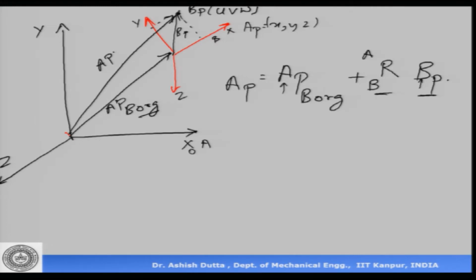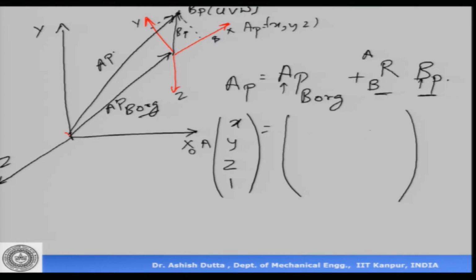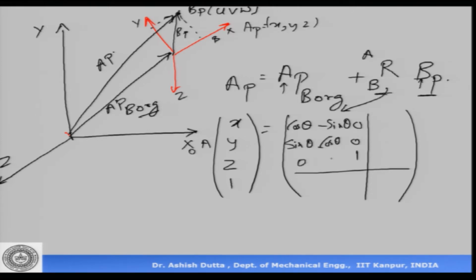Now, once we have added it, what we do see is that if I write it in a 4 by 4 matrix form, then AP, the coordinate of AP is x, y and z and 1, and this one is a 4 by 4 matrix which is written this way. So, this part is my rotation matrix which is here. So, this part comes here. So, this is cos theta minus sin theta, this is 0 0 1, and this is sin theta, and this is cos theta, this is 0 0 1. So, my rotation matrix part has come here.